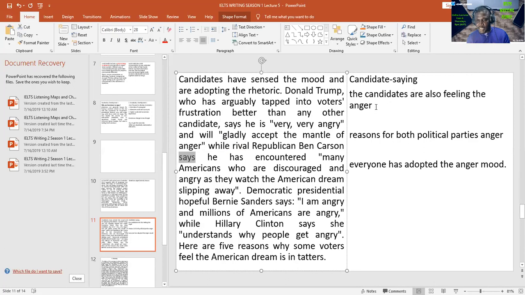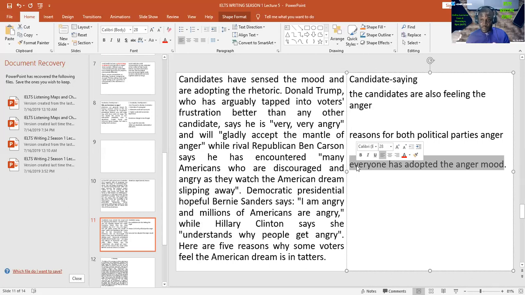Candidates are also feeling the anger. Fantastic. You can say that, but you can take it further. I think you got the idea. Reason for political parties' anger? No, this is out of line. Not everybody, you need to categorize those who have adopted the anger mode. It is actually candidates, it's actually politicians.